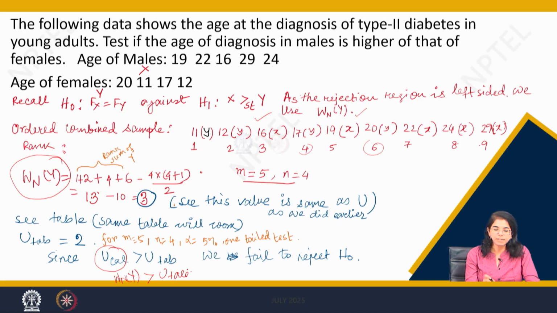So what was the null hypothesis? The null hypothesis was that the mean age of diagnosis of type 2 diabetes in males is the same as the mean age of diagnosis in the case of females. So that is our null hypothesis. So we accept the null hypothesis.